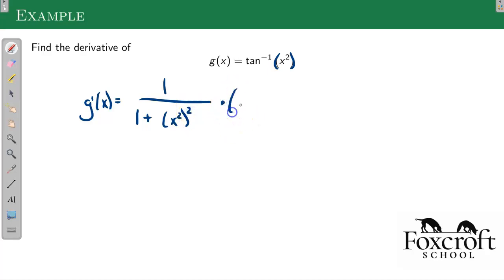And then I multiply that by the derivative of the inside, which is 2x. My final answer: 2x is going to go on the top, 1 plus x to the 4th on the bottom. This is the same thing as the derivative of just tan inverse, except where the x was, I'm just replacing the x with the thing that's on the inside, x squared.